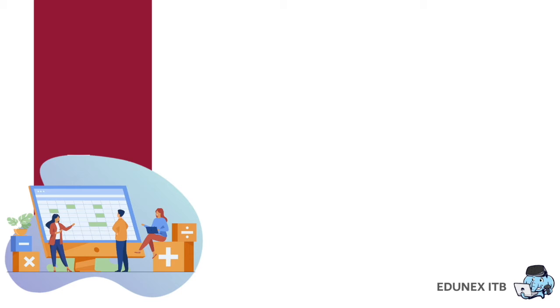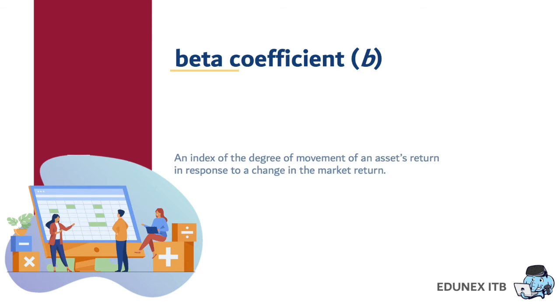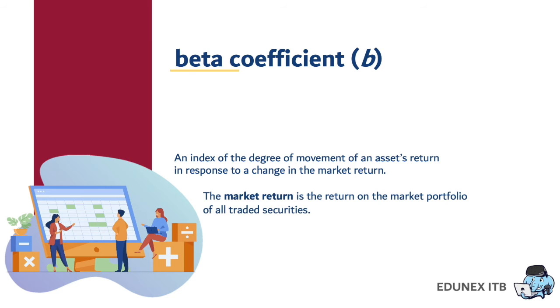The next thing we need to know is the beta coefficient. This is a relative measure of non-diversifiable risk. It is an index of the degree of movement of an asset's return in response to a change in the market return. The market return is the return on the market portfolio of all traded securities.